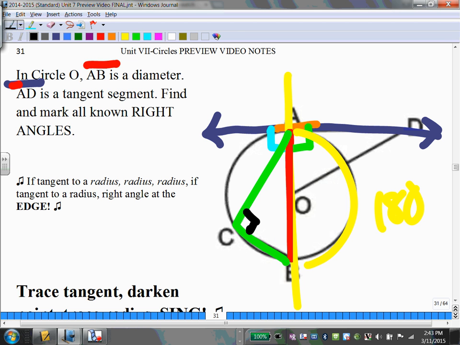There are now 2 ways you can get right angles. One, an inscribed angle in half a circle, and two, tangent to a radius, right angle at the edge.